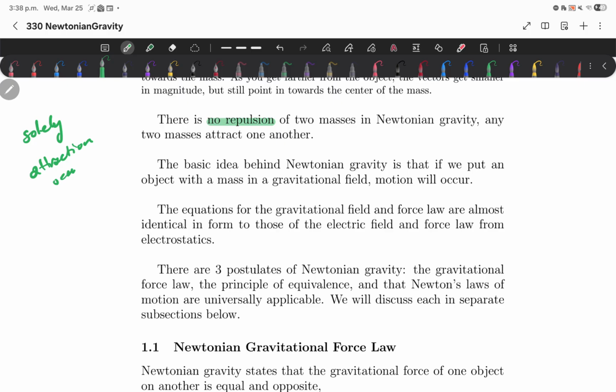Now there's three postulates of Newtonian gravity. There's the force law, the principle of equivalence, and the statement that the laws of motion are universally applicable. The third one we kind of take for granted now, but Newton separately postulated this to say, hey, all this stuff I'm describing on Earth, we're going to assume everywhere out in space that this stuff works too. So let's go through these.